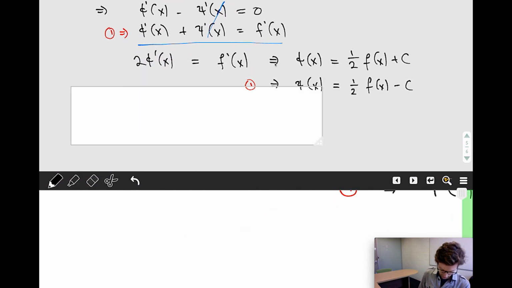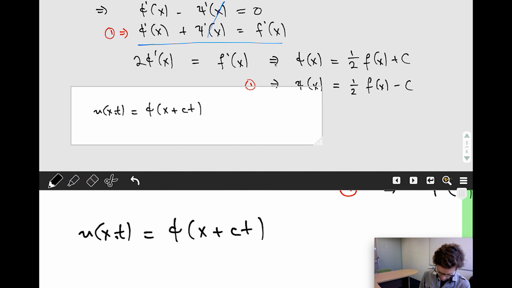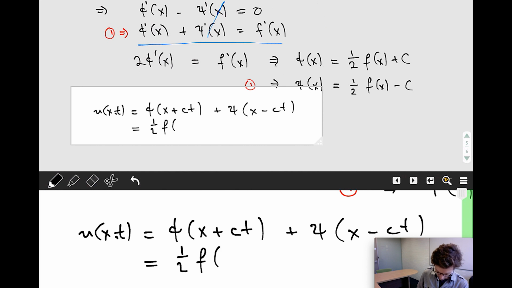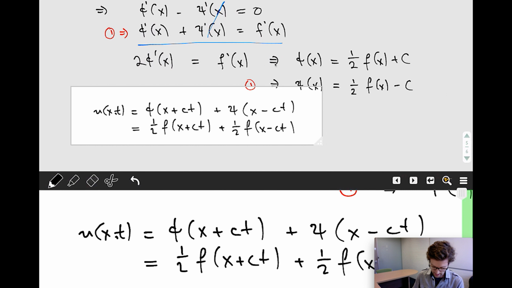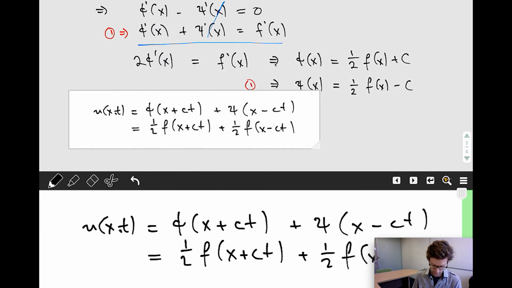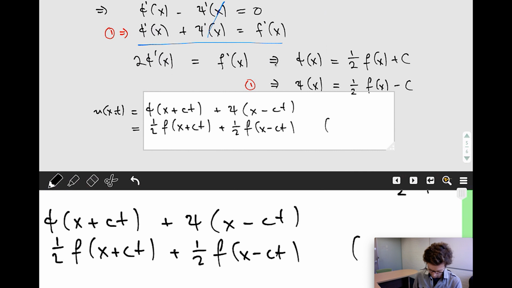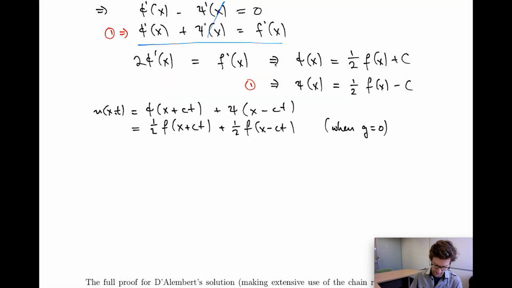And so my full solution is going to be phi, but replacing everywhere I see x with x plus ct, plus psi, but replacing everywhere I see x with x minus ct. And that will be given by 1/2 f of x plus ct plus 1/2 f of x minus ct, and the constants of integration would cancel. So that would be the solution for the case when g is equal to 0. And you can look at more general cases as well.